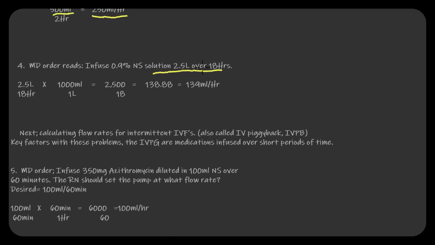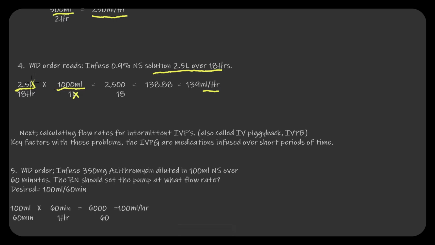Problem number 4. The MD order reads infuse normal saline solution 2.5 liters over 18 hours. So we need to figure out what we're going to set our pump to infuse the 2.5 liters over 18 hours. Ultimately, we want to get to mLs per hour. So our conversion factor is 1,000 mLs is equal to 1 liter.